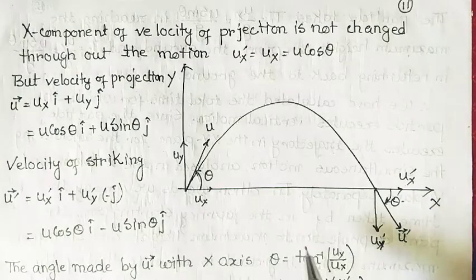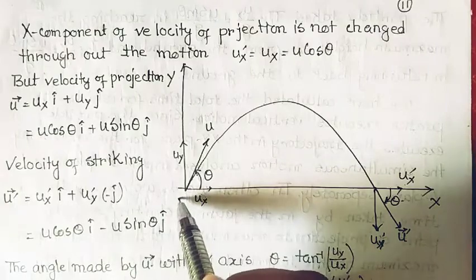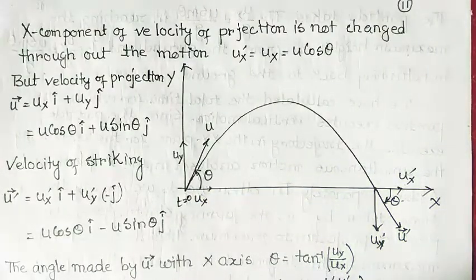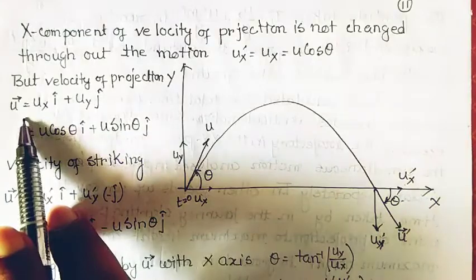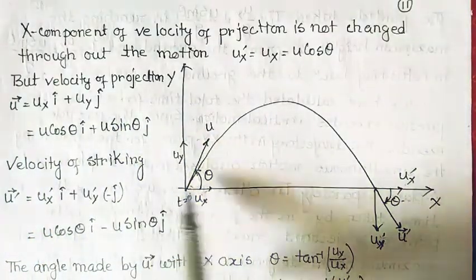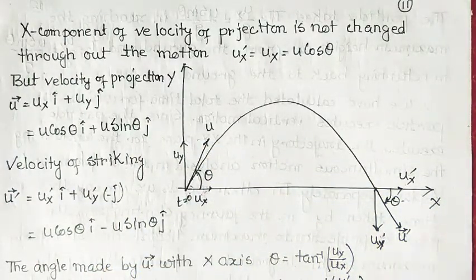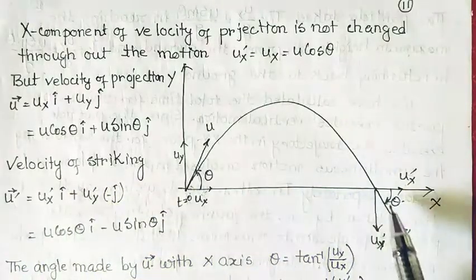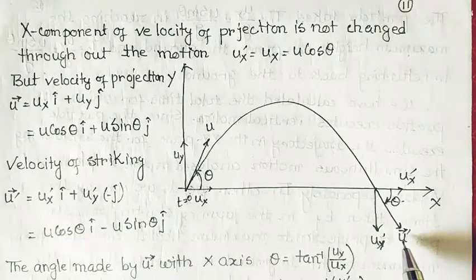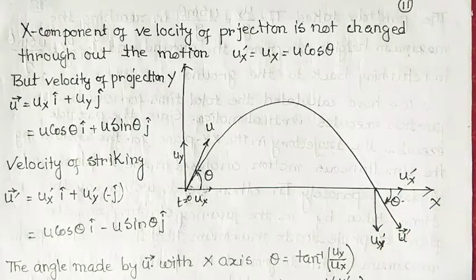Okay. So if I try to write down the vectors, the velocity of projection at the time of projection, at t equal to 0, just see at that time u equal to ux i cap plus uy j cap. So ux i cap, that is u cos theta i cap plus u sin theta j cap. And here the velocity of striking the ground, we can say it is the u prime, and this u prime can be divided into two components, that is ux prime and uy prime.